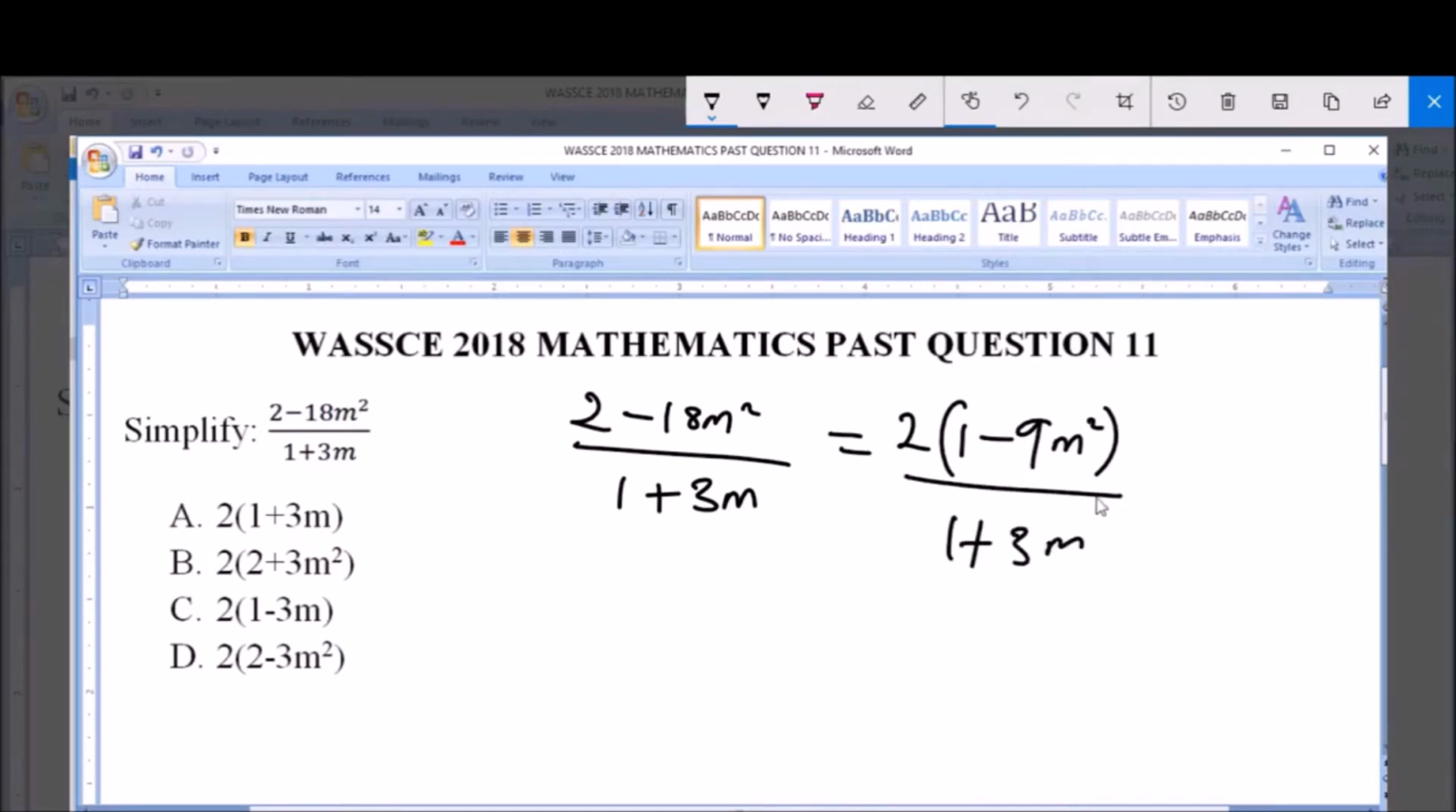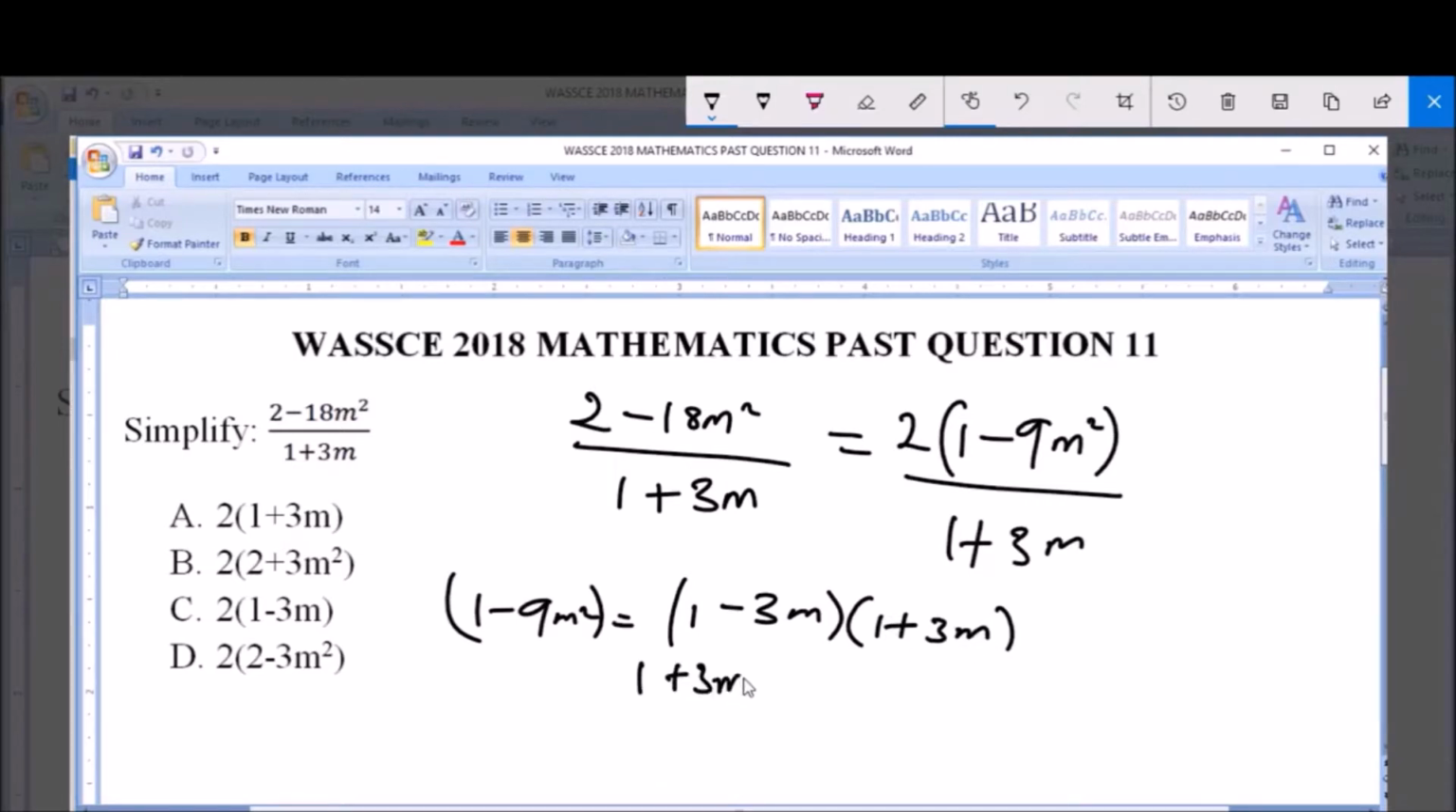Now looking at this bracket, 1 minus 9m square, we can say 1 minus 9m square is equal to 1 minus 3m multiplied by 1 plus 3m. Now let's carry out this multiplication. Looking at this, we can say 1 multiplied by 1 will give us what? 1. 1 multiplied by 3m will give us what?